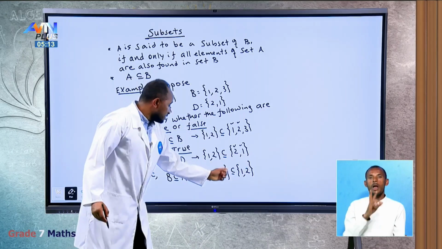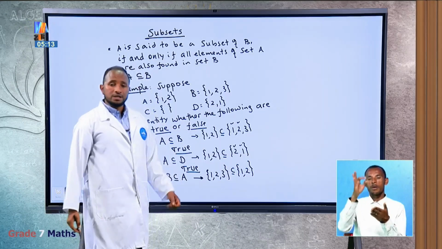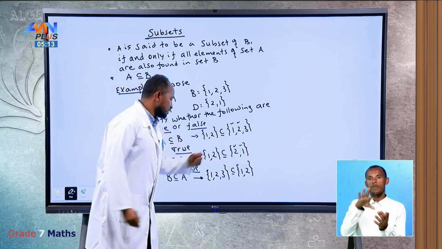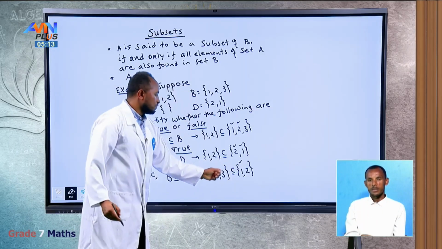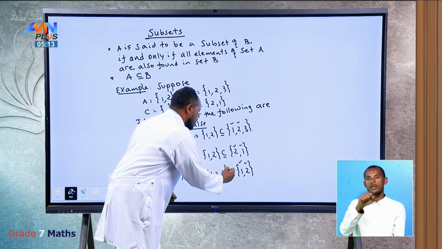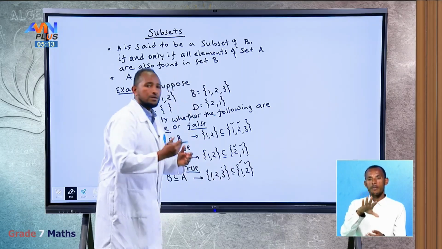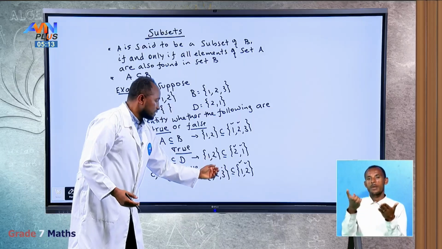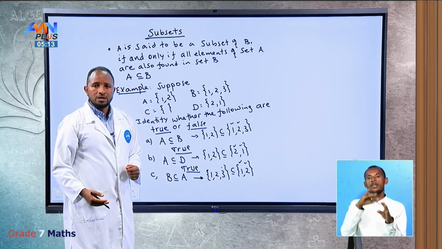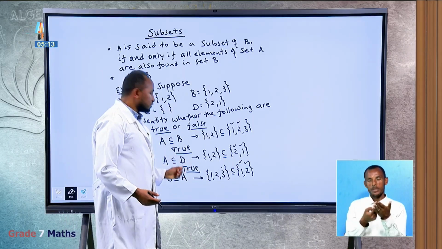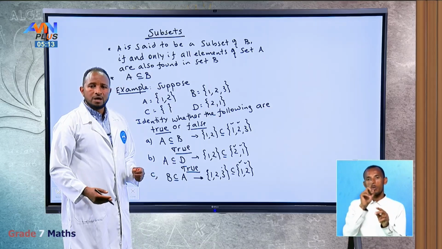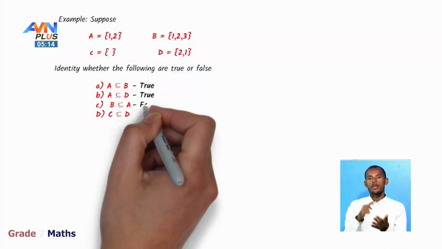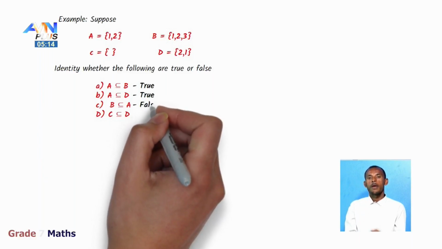Are all elements here found in the second set? Let's check it. Is 1 found there? Yes. Is 2 found there? Yes. Is 3 found here? No. Because of this, not all elements of this set are found in the second set. Because of this, this is not a true statement. B is not a subset of A. So this statement is false.